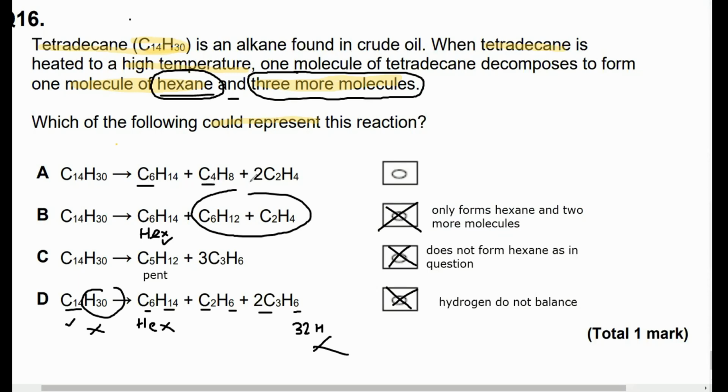And we can just make sure it's correct. Look, it forms hexane, beautiful, C6H14, that gives a big tick. It does form three other molecules, C4H8 and two molecules of C2H4. So that gets a big tick as well there for the three more molecules. And then also, if you add up the hydrogens and carbon on each side, they balance.